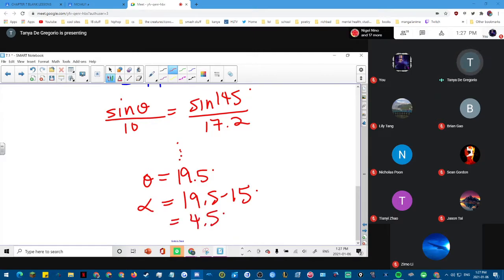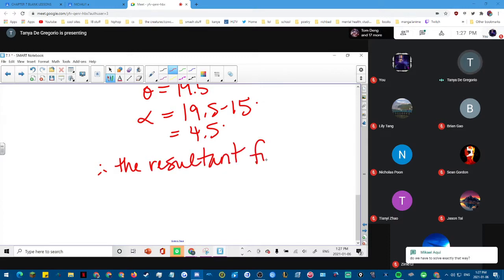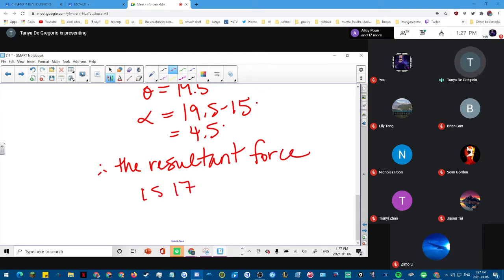And again, that is your angle between the resultant and the horizontal. Please make note of that. And now we need our statement, which is: therefore, the resultant force is 17.2 newtons at 4.5 degrees below the horizontal.